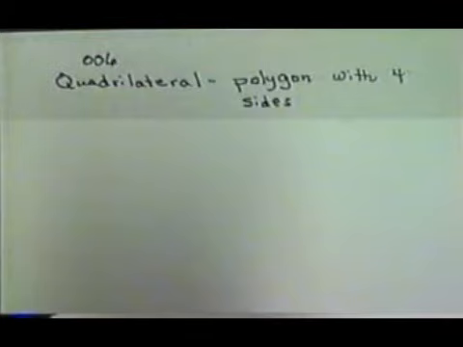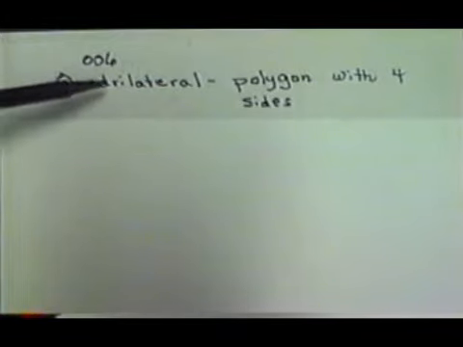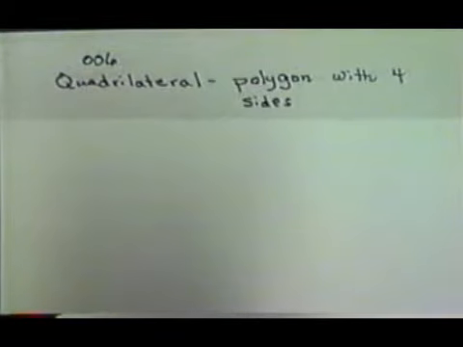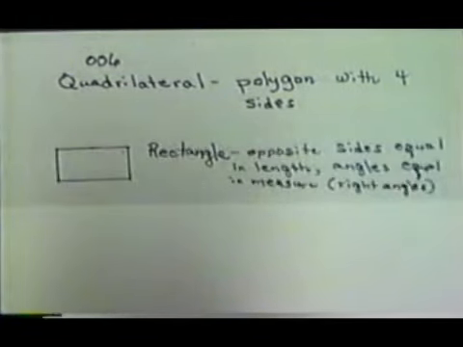Now we'd like to talk about some of the special polygons that have 4 sides. Just the general name for a polygon with 4 sides is a quadrilateral. Quad means 4 and lateral means sides, so quadrilateral. A quadrilateral that you're probably pretty familiar with is a rectangle. So let's look at a picture of a rectangle.